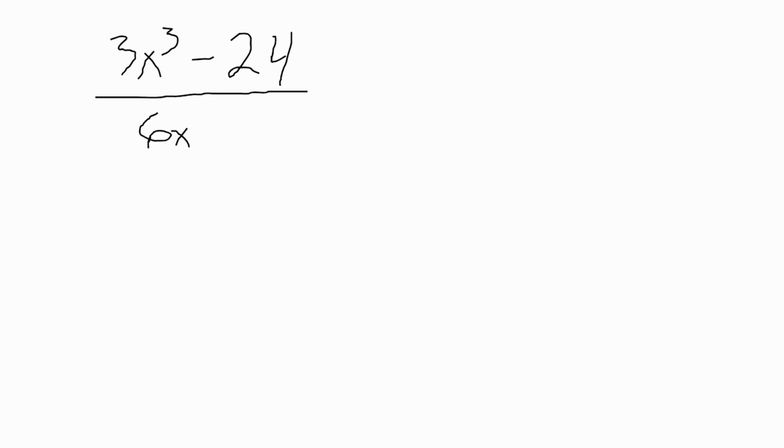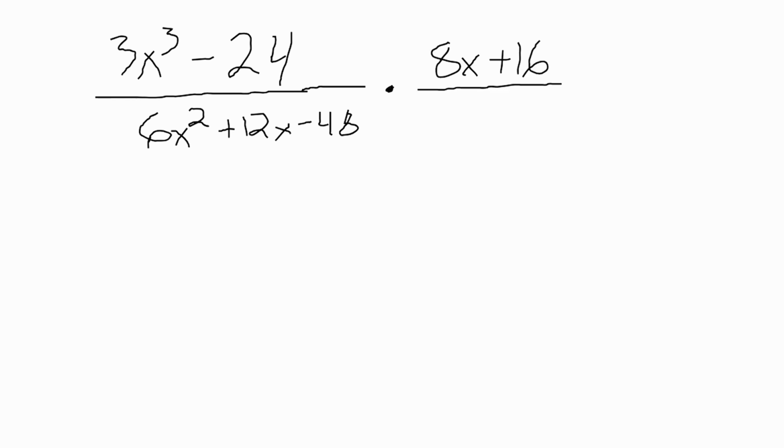All right, so it's going to be 3x cubed minus 24 over 6x squared plus 12x minus 48, multiplied by 8x plus 16 over 3x squared plus 6x plus 12. Okay, and it would like us to simplify this, right?